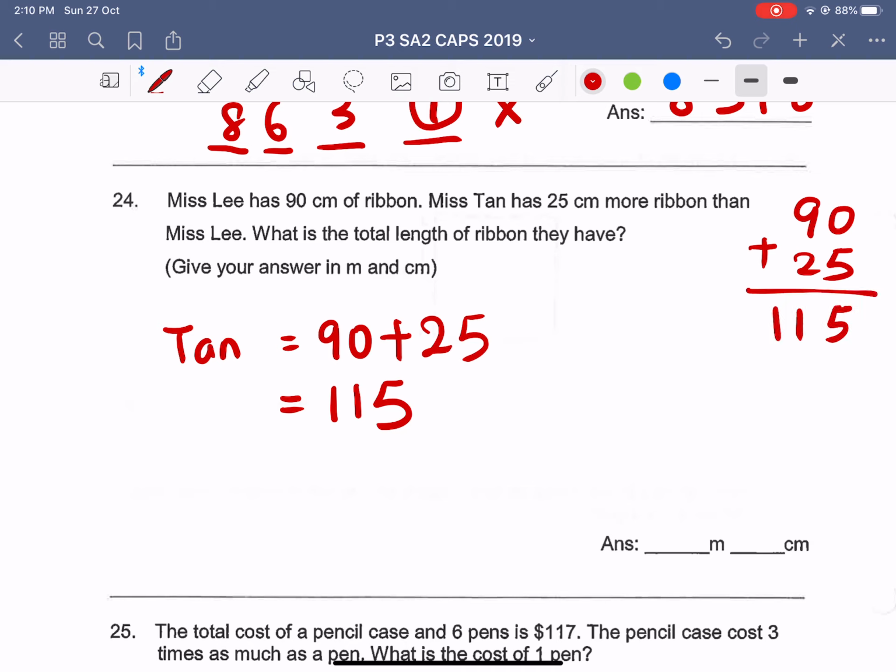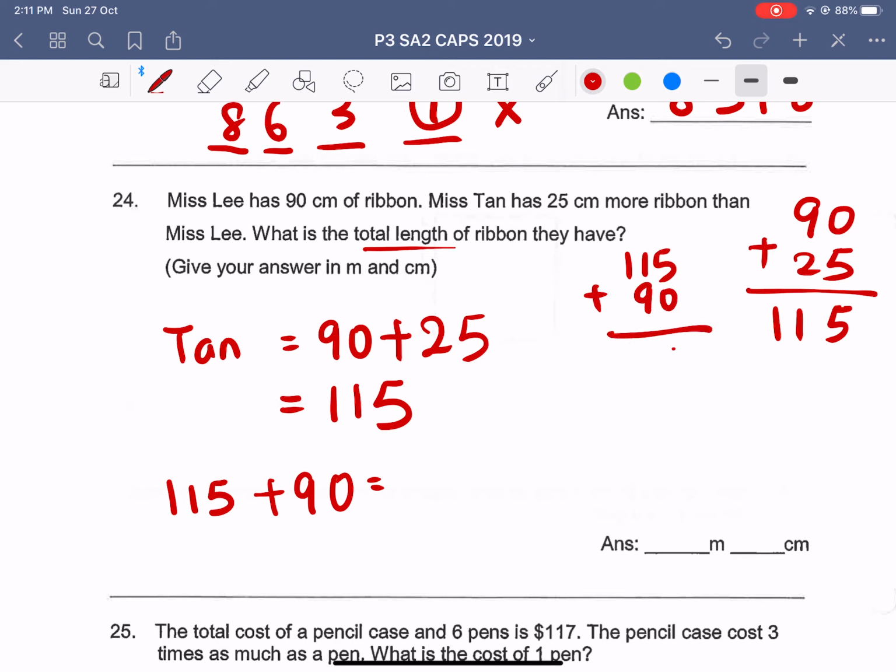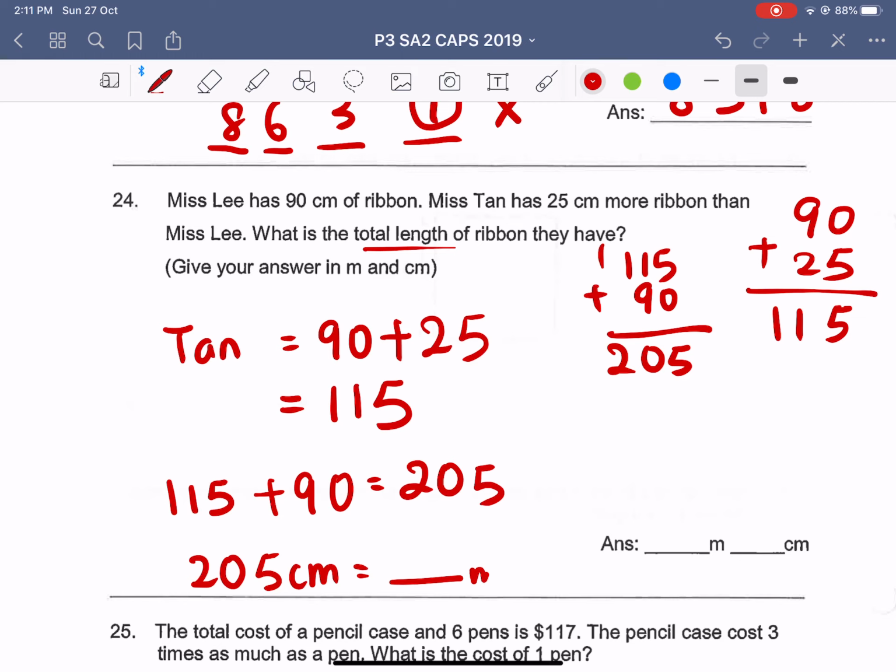And how much is the total if they have? So I have to add both together. Let's see what is 115 and 90. It gives me a total of 205. Now 205 is in centimeters, so we need to convert 205 centimeters into meters and centimeters.